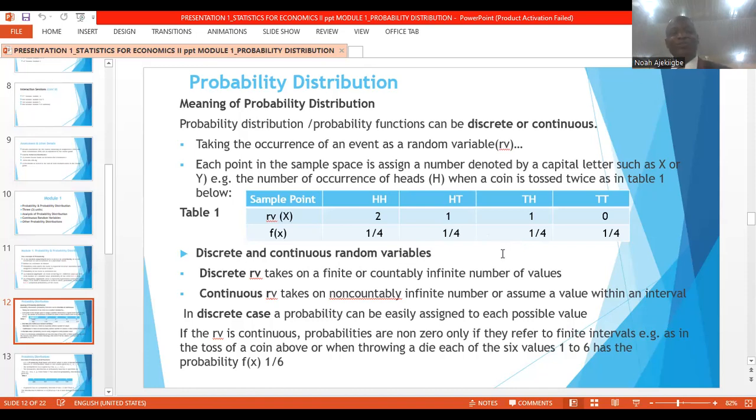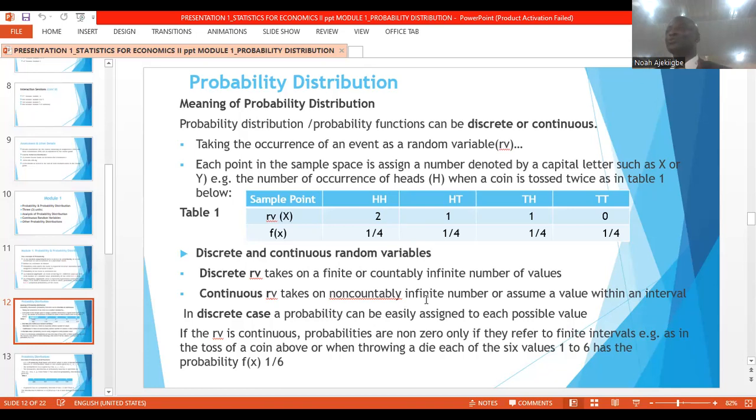Now, discrete random variable. What do you mean by a discrete random variable? A discrete random variable is one that takes on a finite or countably infinite number of values. It can assume an integer value, like the random variable x in the table above, showing 2, 1, and 0. Now a continuous random variable takes on a non-countable infinite number of values, or assumes a value within an interval.